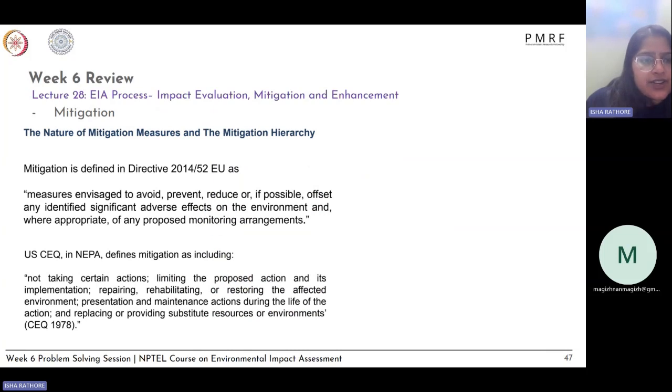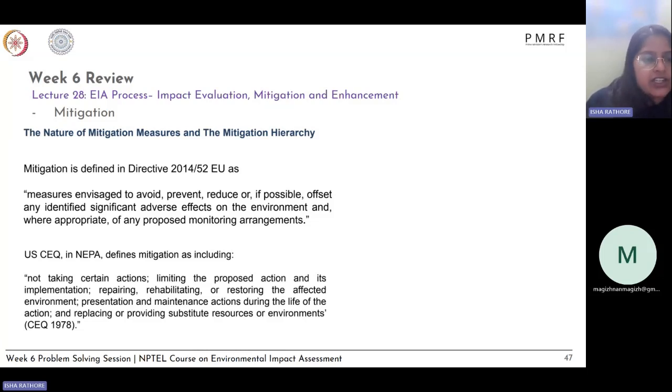So mitigation, as defined by the Directive 2014/52/EU, is defined as the measures envisioned to avoid, prevent, reduce, or if possible offset any identified significant adverse effects on the environment, and where appropriate, any proposed monitoring arrangements. So any sort of action which is undertaken to reverse back the negative impacts, the negative effects of the impact, is considered a mitigation measure.